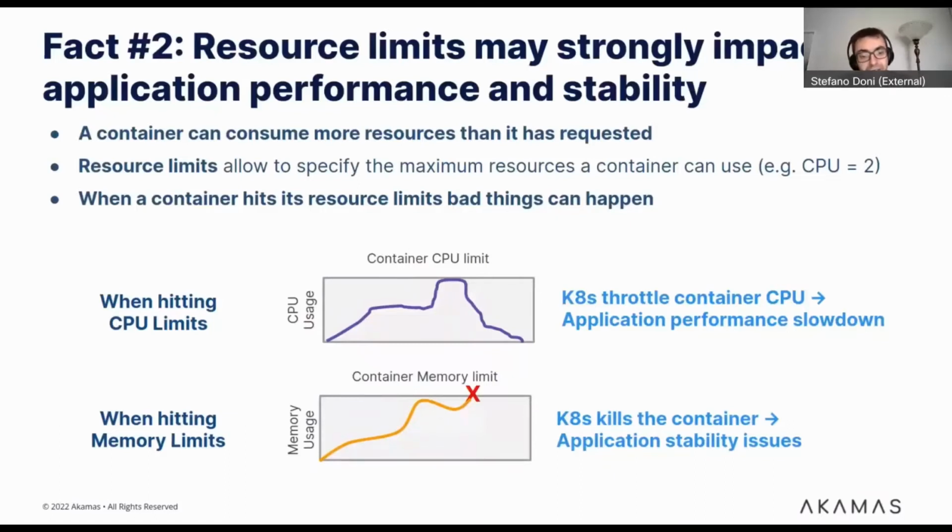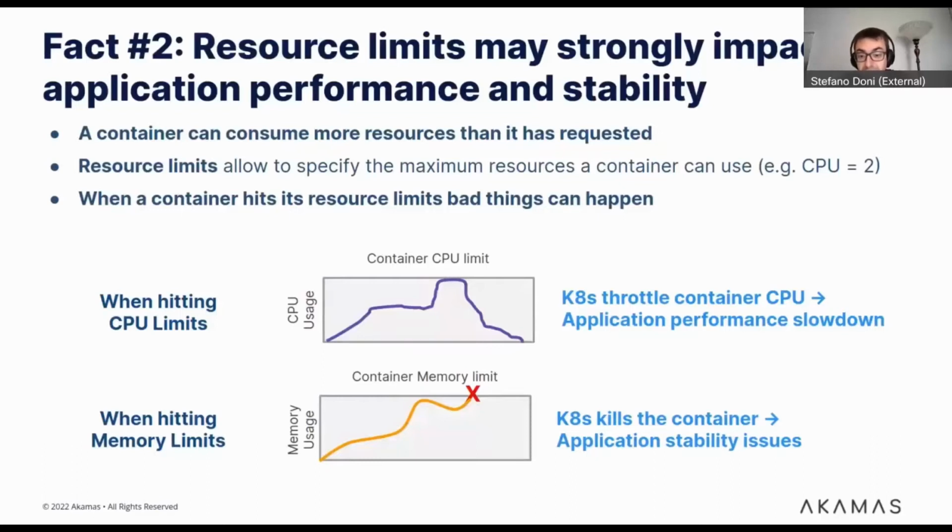The other thing that is very interesting, and more important as regards application stability at least, is what happens when the application starts to hit limits related to memory. When memory usage starts to approach and hit the limit, Kubernetes will adopt a pretty drastic measure, which basically means that Kubernetes will kill the container.